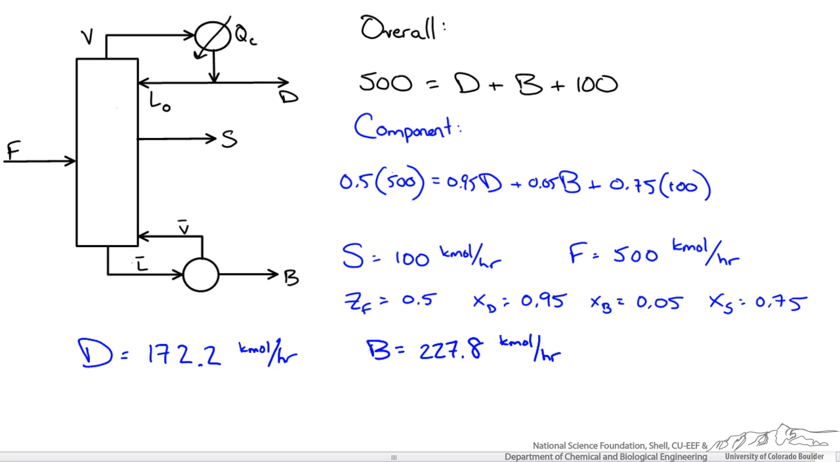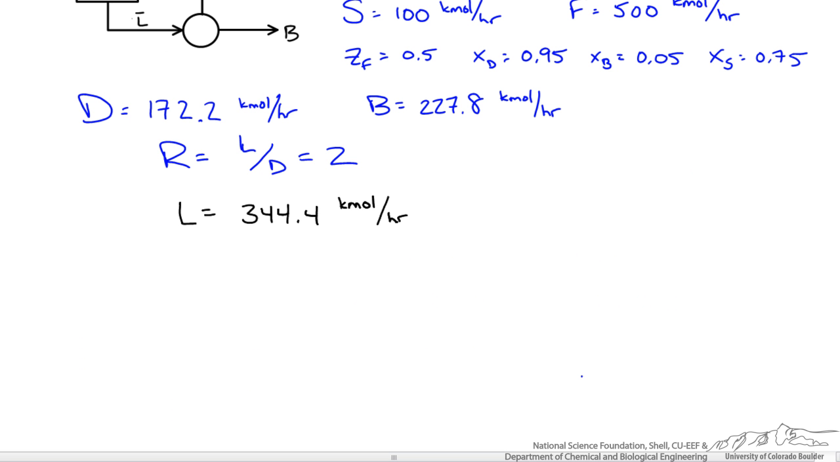However, what we're really interested in is those operating lines, and as you saw before, we have to figure out something about L, V bar, L bar, L prime, and so forth. So we need some relationships for those. First place to start is our reflux ratio, which we know is the amount that's sent back into the column over our distillate. As you can see, that's going to give us our liquid flow rate into the column. And that should give us 344 kilomoles an hour.